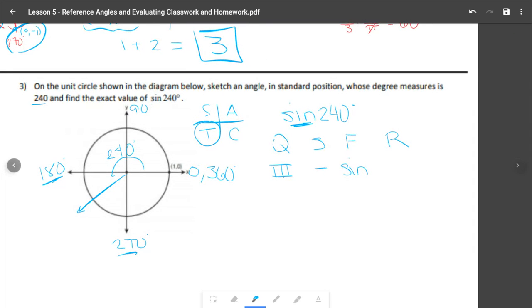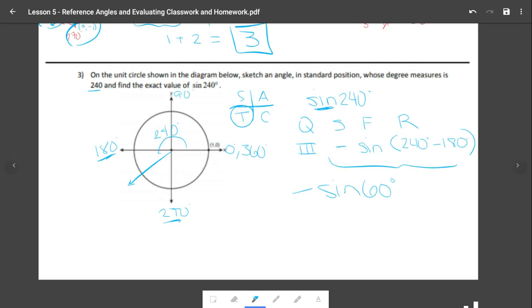And then our reference angle, we're going to use the formulas. Third quadrant says theta minus 180, so 240 minus 180. And this tells me to find sine of 240, we're going to do negative sine of 60. Sine 60 is on your chart, so you're going to go to your chart to pull it out. You get radical 3 over 2. And we said it's going to be negative, so our final answer should be negative radical 3 over 2.